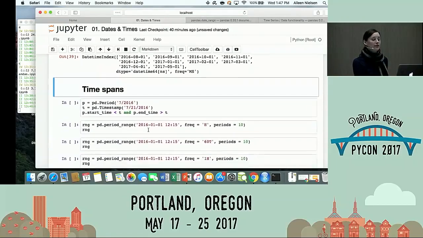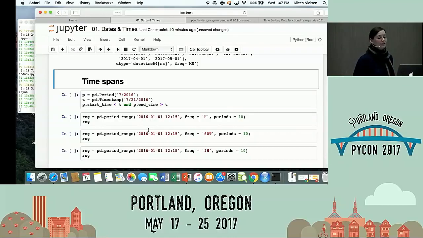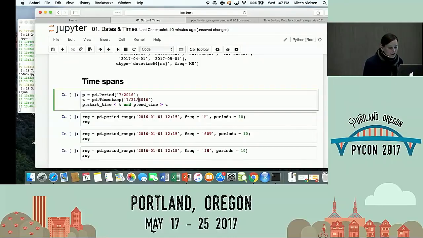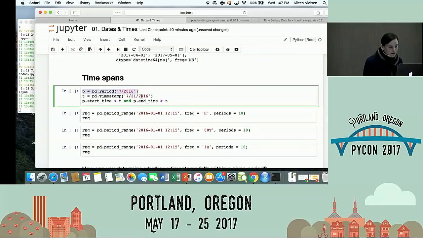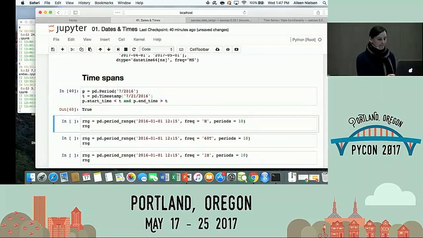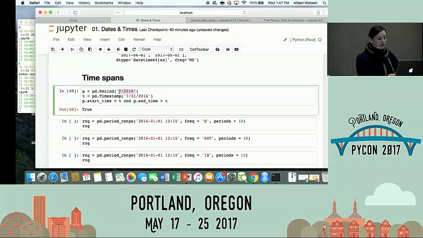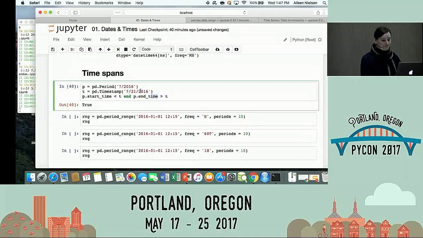And now we get to our intervals. So we've got time spans. These are called periods. So let's look at PD.period versus PD.timestamp. We've got a period 7/2016. Again, it's American style, right? But we've got July 2016. We've got a timestamp. If I want to check if that time is in that period, I check whether it comes after the start time and before the end time. So just like a timestamp, a period has all sorts of useful attributes, such as start time and end time.